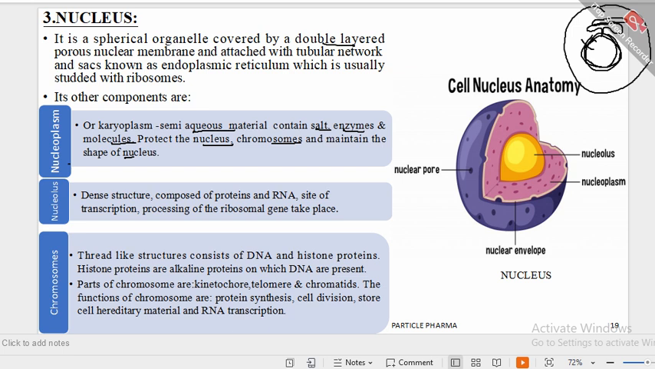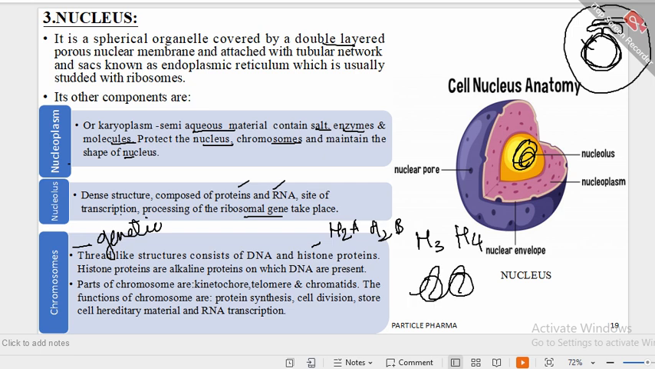Next is the nucleolus. The center part is the nucleolus, which is present inside the nucleus. It is composed of proteins and RNA, and it is a site of transcription, and it helps in the processing of ribosomal genes. Next is the chromosome, or the genetic material of an organism. I can say these are thread-like structures consisting of DNA and histone proteins. These histone proteins are of four types, which we have already seen: H2A, H2B, H3, H4. The DNA is coiled on the histone proteins.